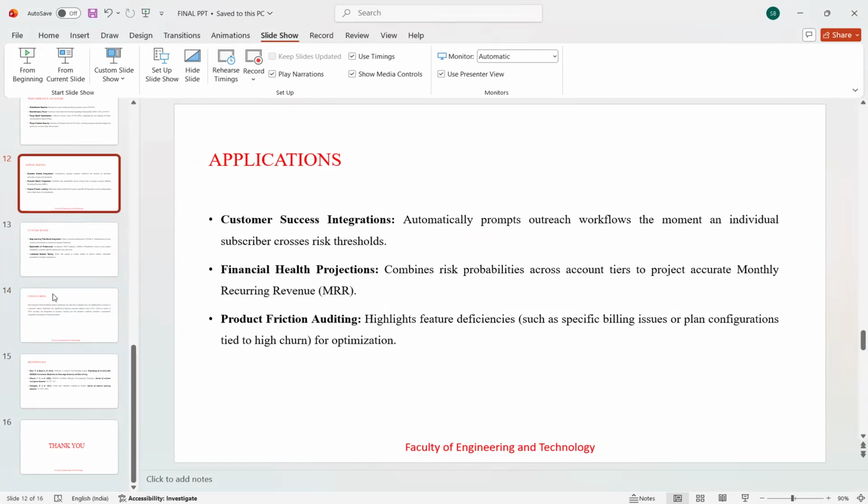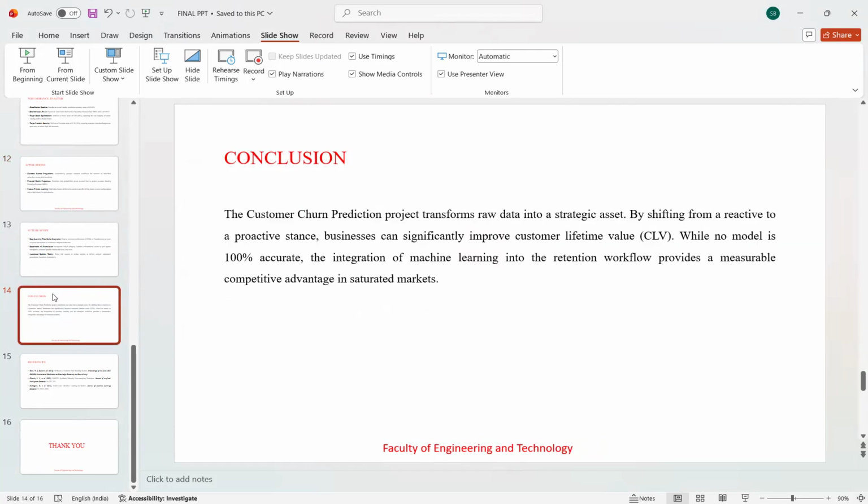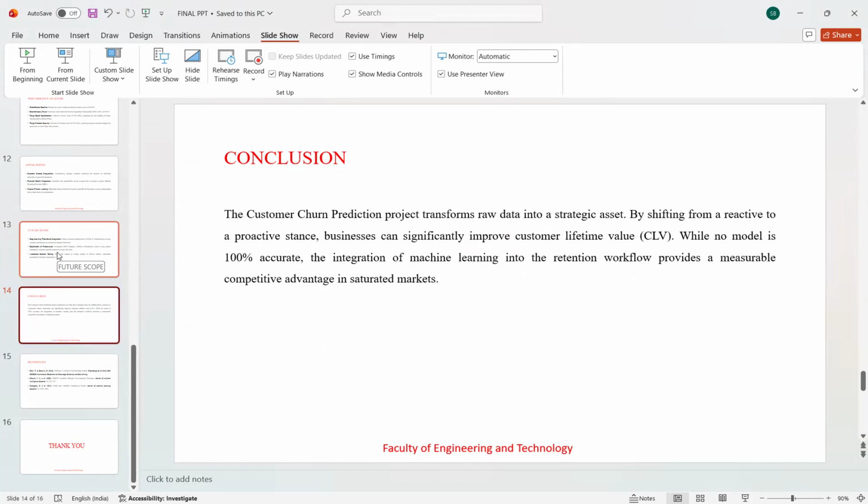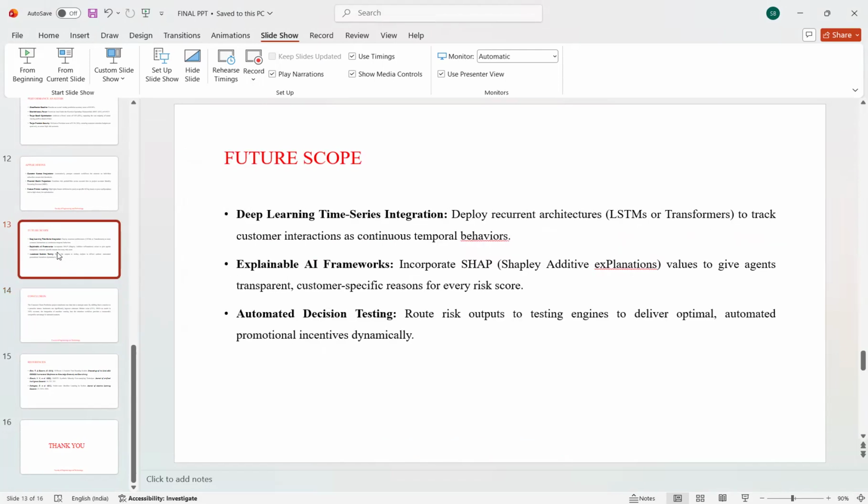And next is the conclusion. The customer churn prediction project helps businesses identify customers who are likely to leave. It uses machine learning to study the customer data and predict the churn before it happens. This allows the companies to take earlier action, improve customer satisfaction and reduce customer loss. As a result, the business can increase customer loyalty, improve revenue and make better decisions. Overall, this project is an effective and useful solution for improving customer retention and business growth.